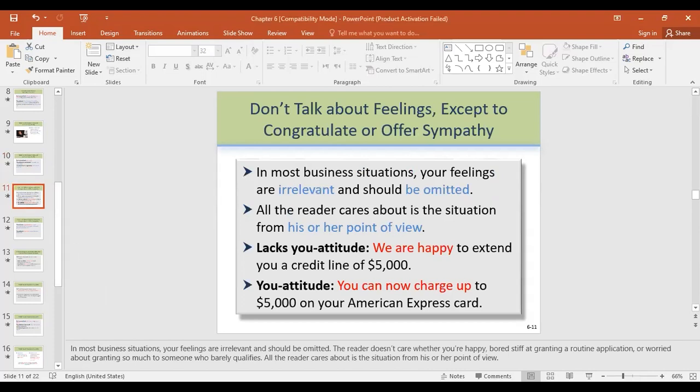Now we have this slide. Start with these words. Don't talk about feelings except to congratulate or offer sympathy. Let's say it's appropriate to talk about your own emotions in a message of congratulation or condolences. Okay. For example, here you can express your feelings because you are using the emotions with a certain situation.